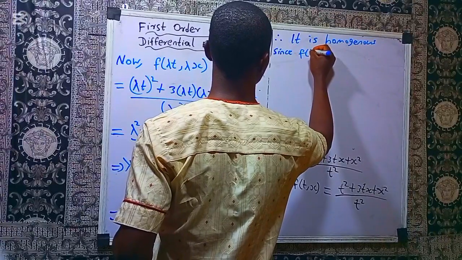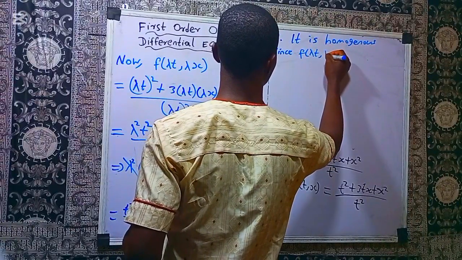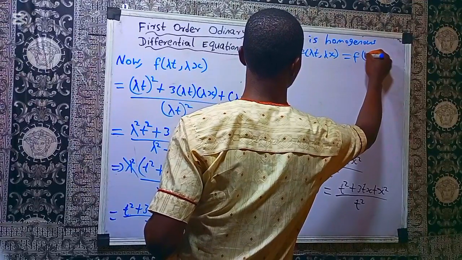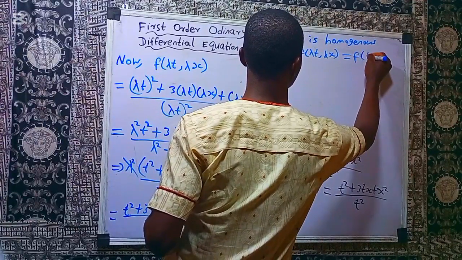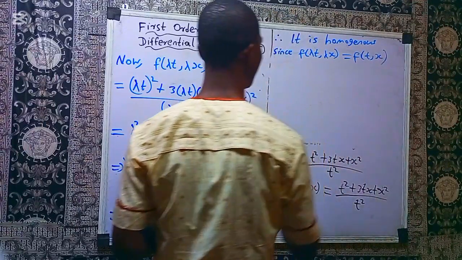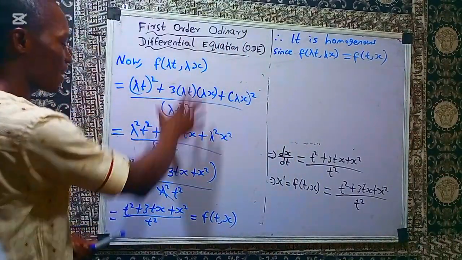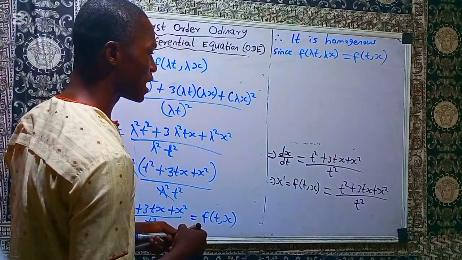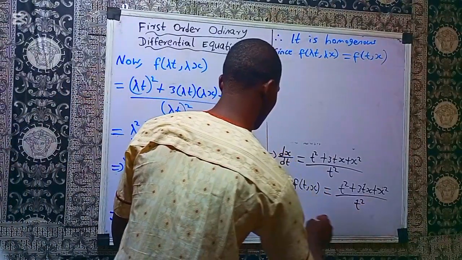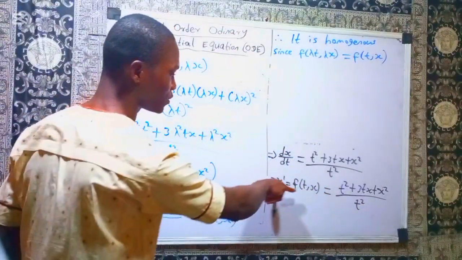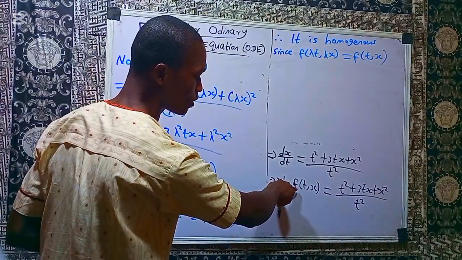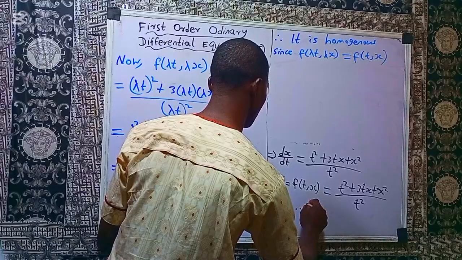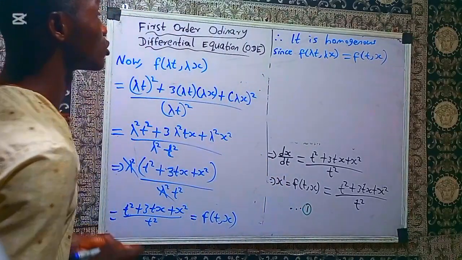f at lambda t comma lambda x equals f at t comma x, so they are equal. Because we simplified, lambda cancelled out, and we got back our original expression. Okay, let me call this our expression here, this one where we made x prime equal to the formula where we got f of t comma x. So I will call it equation 1.